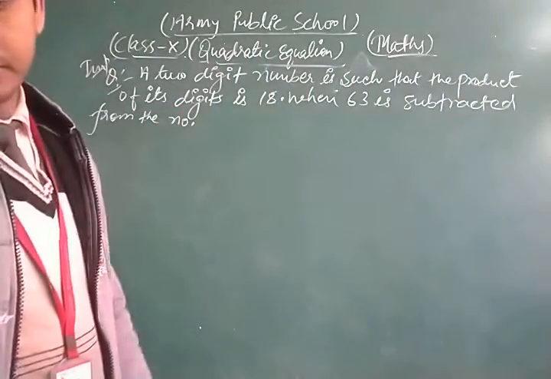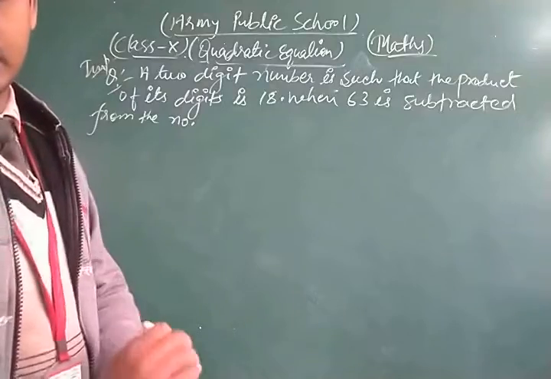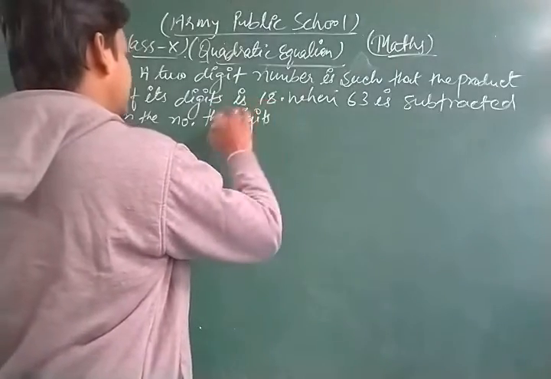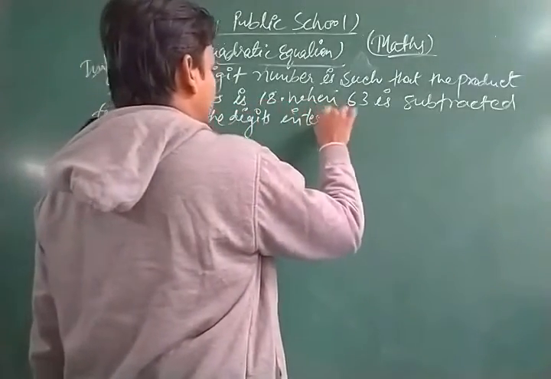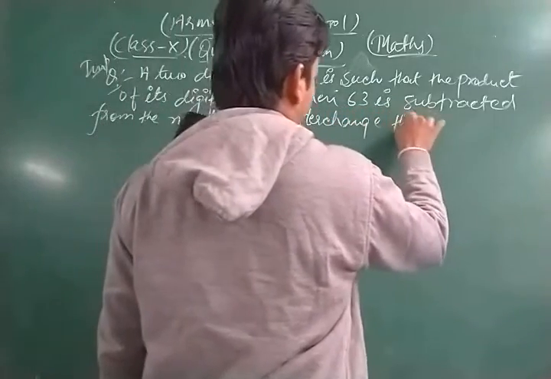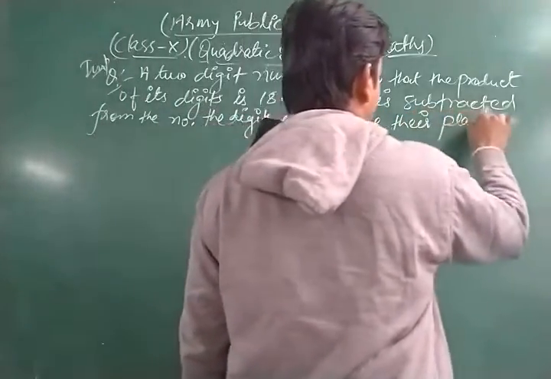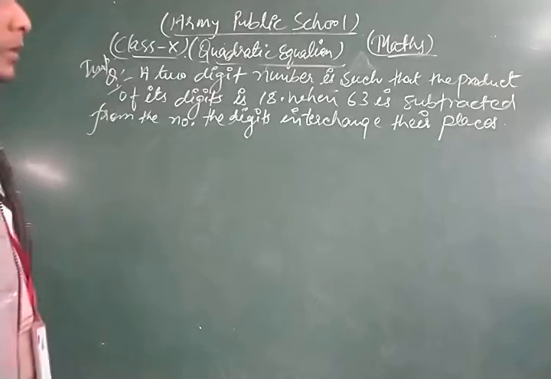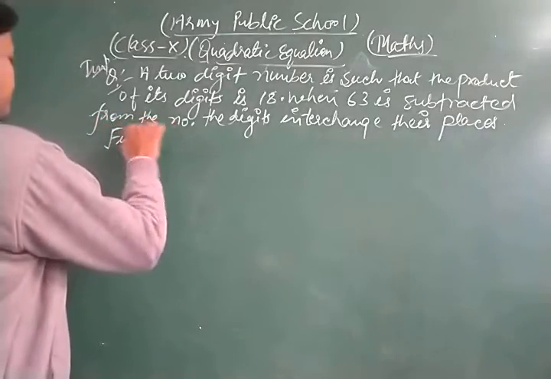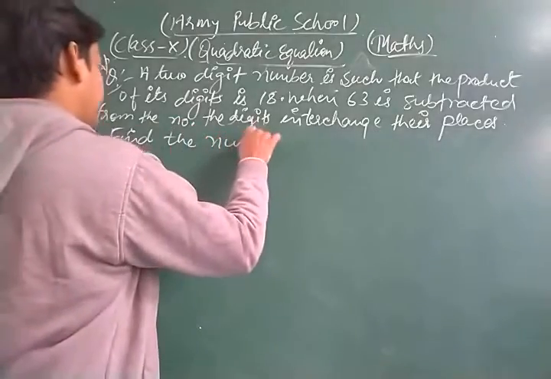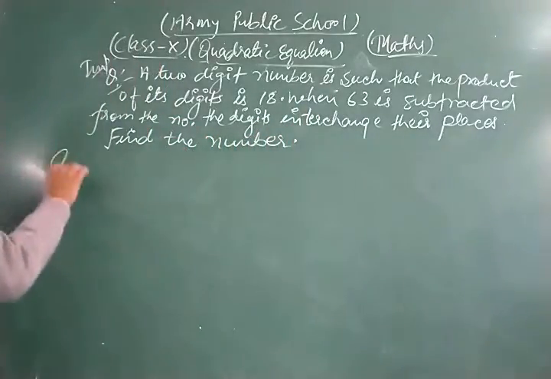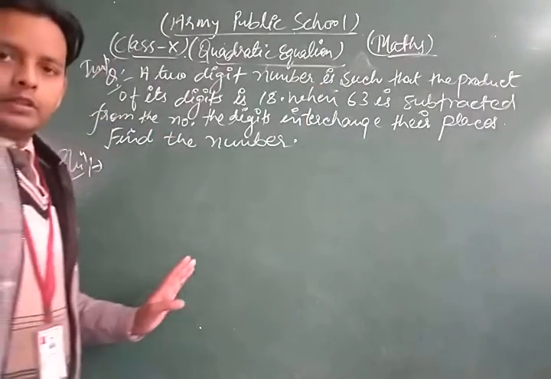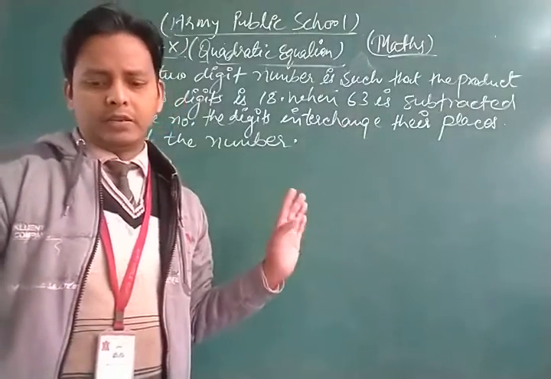when 63 is subtracted from the number, meaning the required number, the digits interchange their places. The digits change their places. Find the number. Now let's see its solution. This is a very important question.